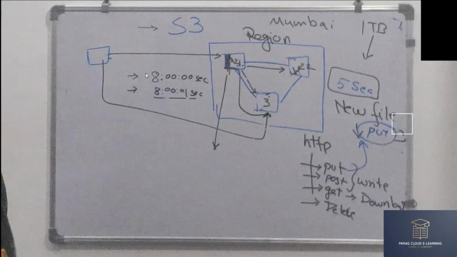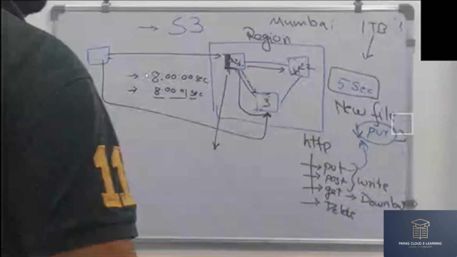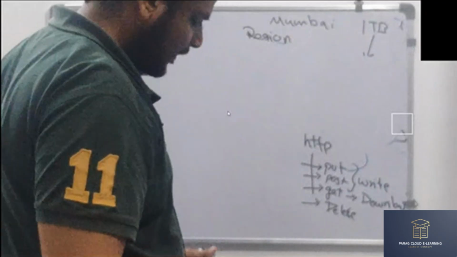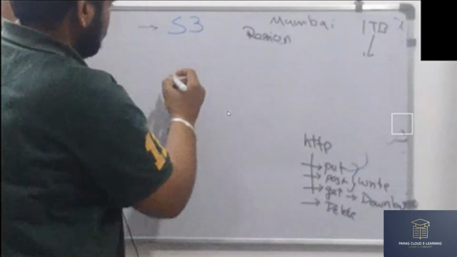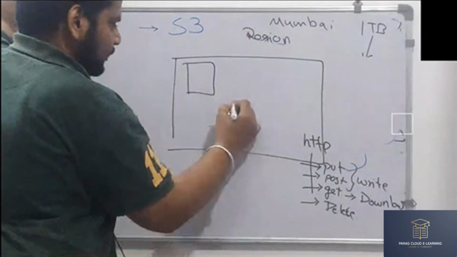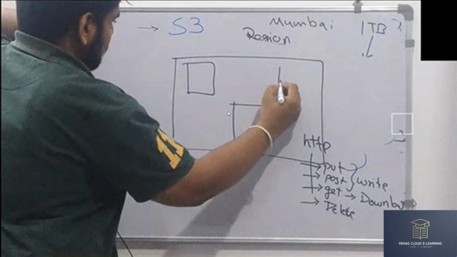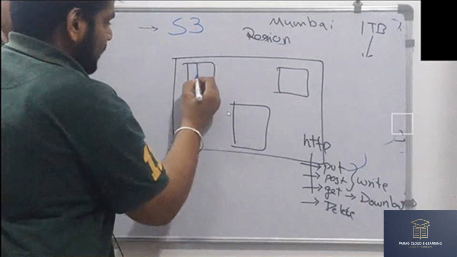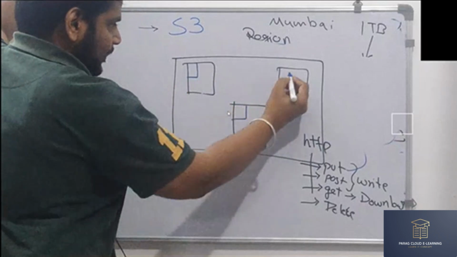Now second scenario. There is a file already in my computer, and if I'm copying the same file name again, what will happen? It will be overwritten or replaced. What if the file is already present in S3? This is your region, 3 availability zones, and your file is present here in every availability zone.